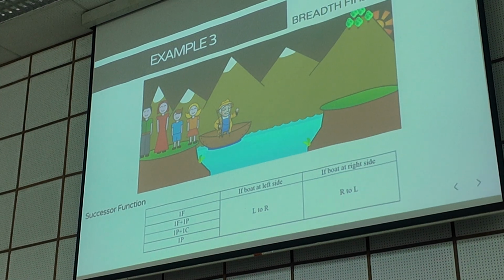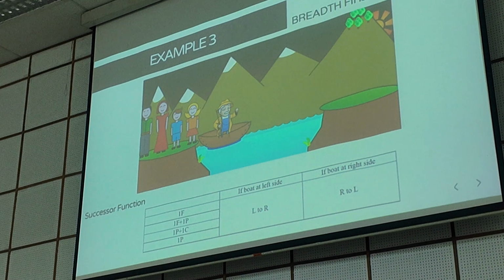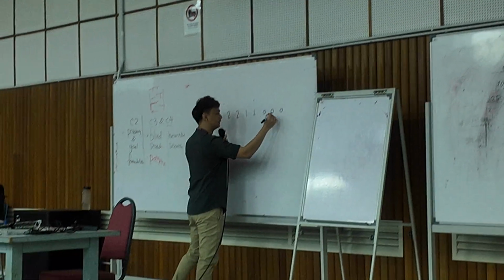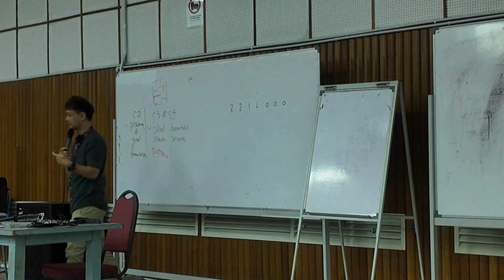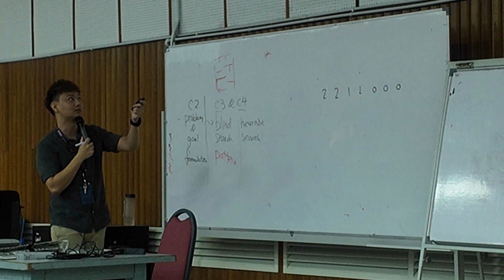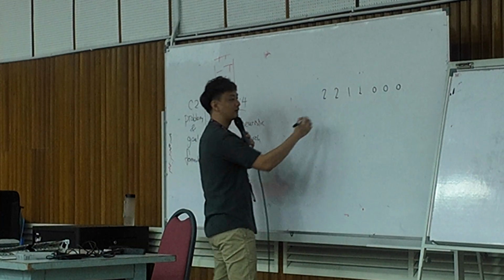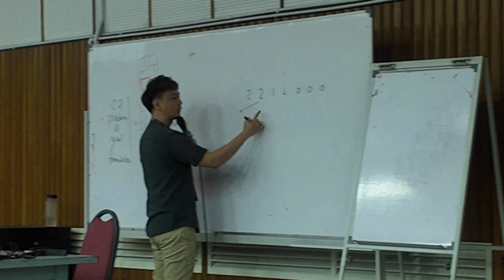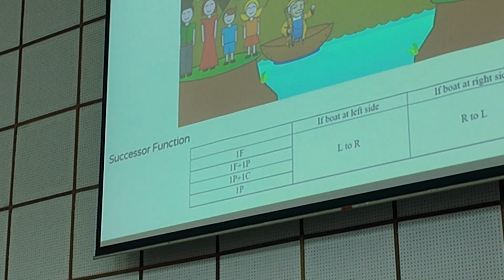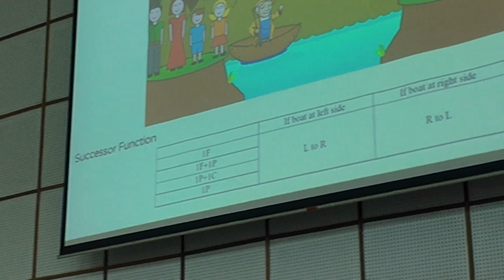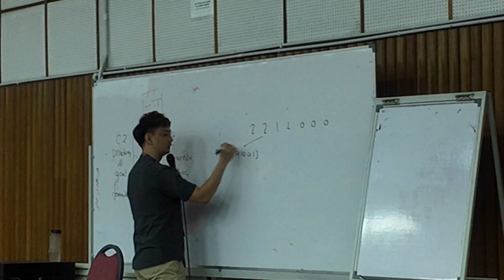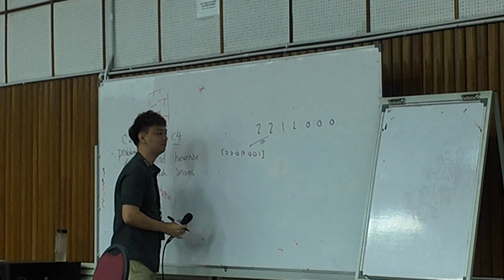So we have 2, 2, 1, L, 0, 0, 0. So the agents will start to move according to this successor function. Move 1 fisherman from the left hand side to the right hand side. So 1 fisherman means that we have a -1 and +1 at the right hand side. So we will have 2, 2, 0, R, 0, 0, 1. So this one is to move 1 fisherman.